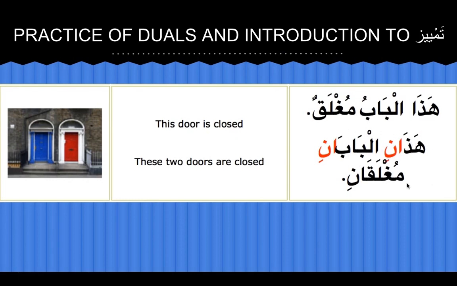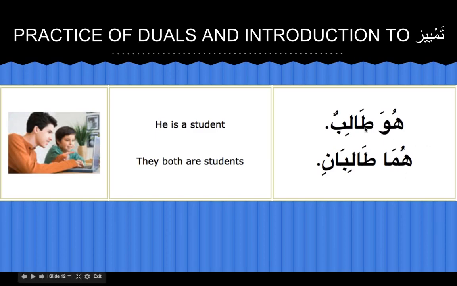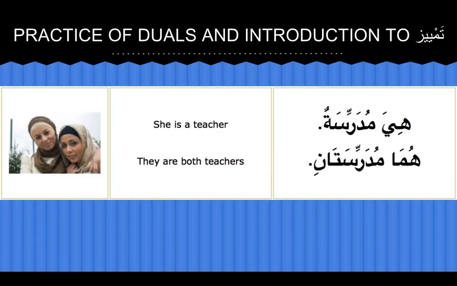will be written in mansub and majroor forms. Huwa talibun. Huwa is damirun munfasilun, mubtada, marfu form. Talibun is khabar. Huma is again damirun munfasilun, marfu. Talibani is khabar. They both are students. Here mudarrisatun, she is a teacher. Huma mudarrisatani, they both are teachers.